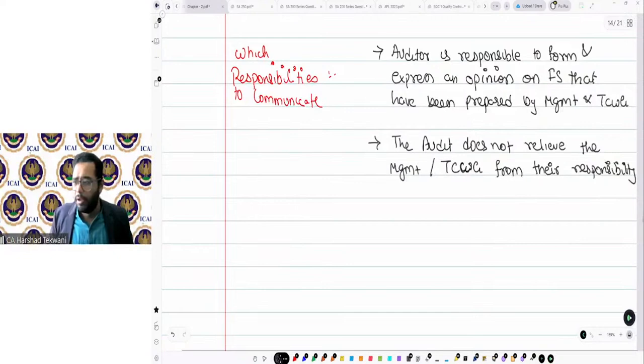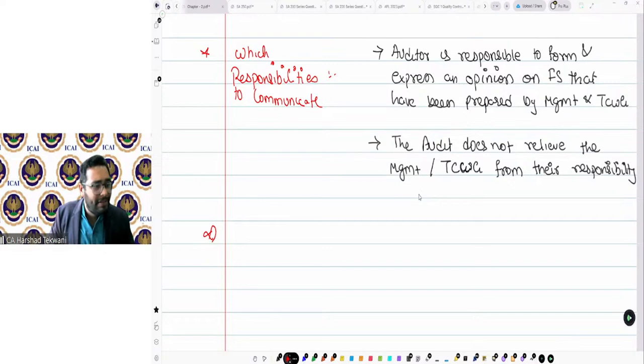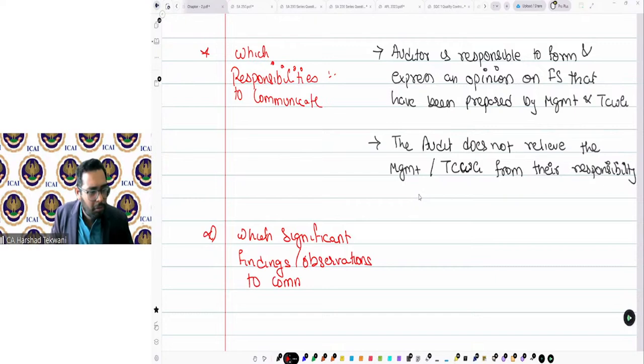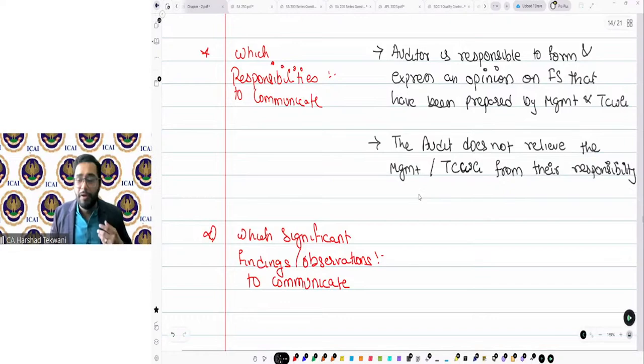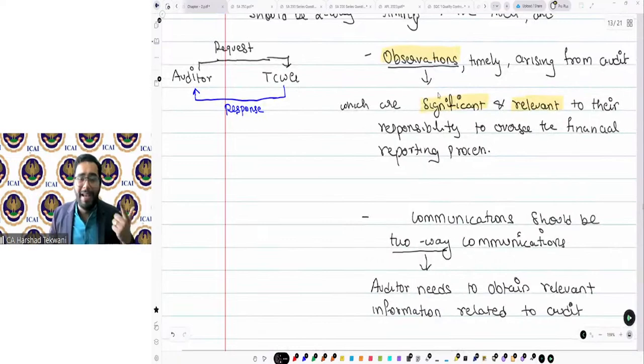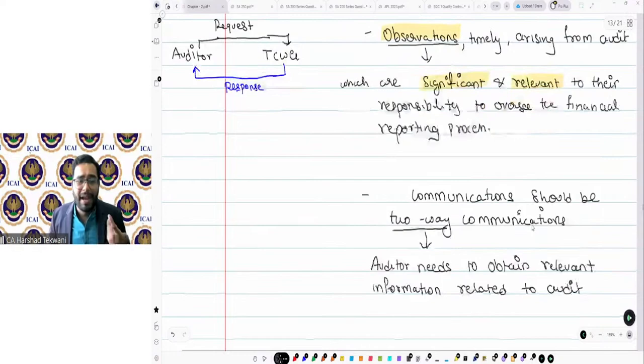Then, which significant findings do I need to communicate? So, this was responsibility. Now we come to which significant findings or observations I need to communicate. I said the observation should be significant and relevant. Now, what is a significant observation? Which are the significant observations that I need to communicate?